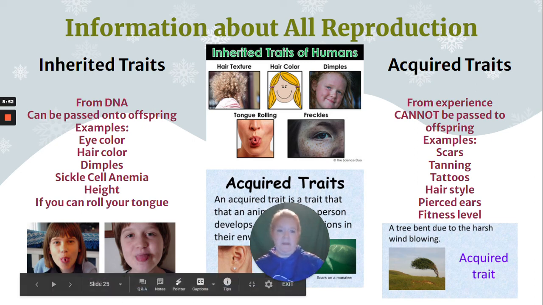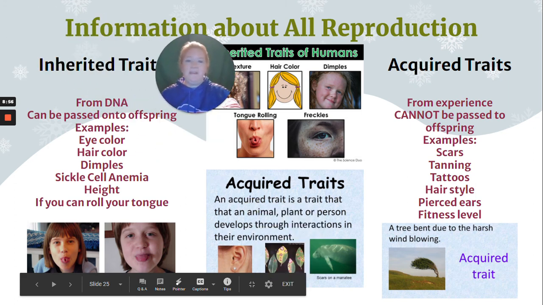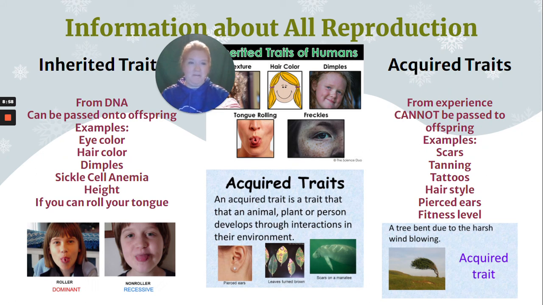Acquired traits, on the other hand, come from experience. So they are things that cannot be passed to your offspring, like scars, like if you've been tanning, like if you have tattoos, or what your hairstyle is, or if you dye your hair, or if you have pierced ears, or your fitness level. Acquired cannot be passed on to your offspring, whereas inherited traits can.